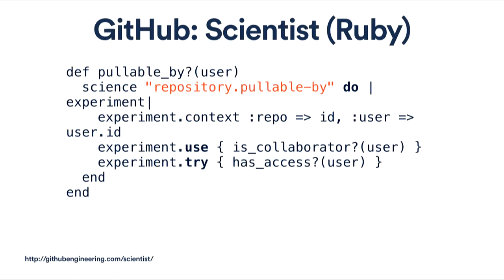So let's take a look at an example here in Ruby. This is just a simplified code block that would have this pullable by method to see if a user has the ability to download source code. And there's their hypothesis. They're going to try this new method has access. There's the experiment. They've labeled it for this particular class and method. And they are measuring the results here.